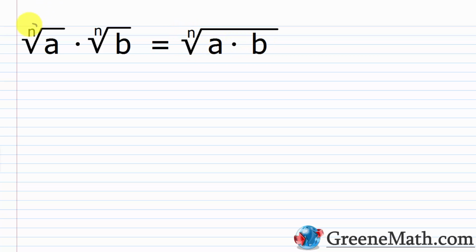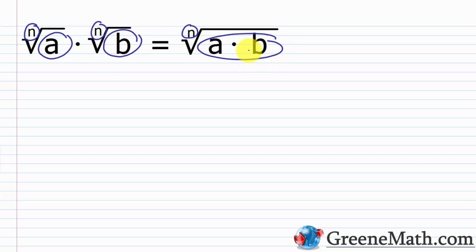Again, notice that this part and this part are the same, right? It's got to be the same index. Then we just multiply the radicands together. So under the radical symbol, you have this radicand multiplied by this radicand. Okay, that's what we have there.